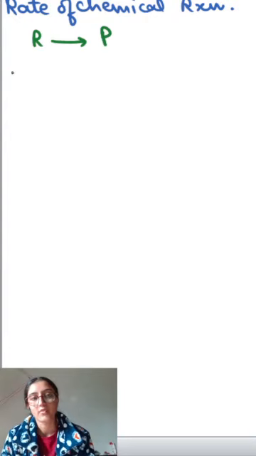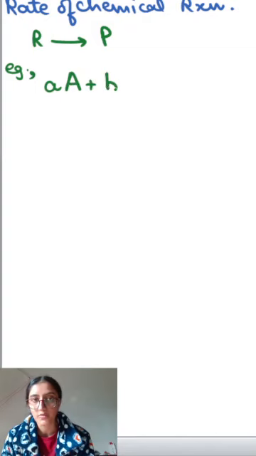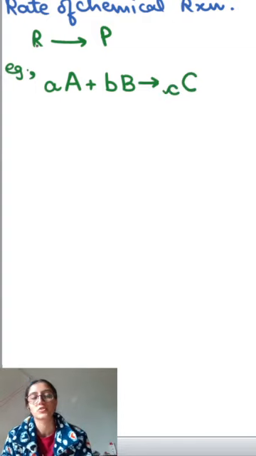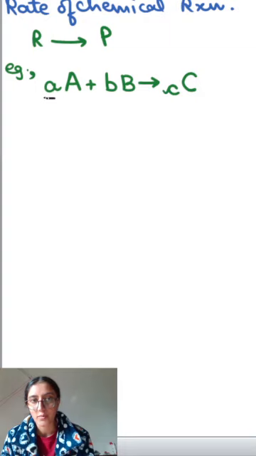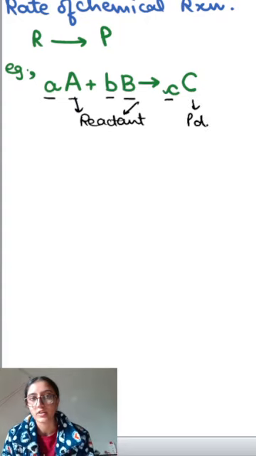Let us say we have a reaction in which a, which is the stoichiometric coefficient of capital A reactant, and small b, which is the stoichiometric coefficient of capital B reactant, are going to produce C as a product with small c as its stoichiometric coefficient, which we also call the number of moles, right? So a is the number of moles of capital A, b the number of moles of capital B, c the number of moles of capital C. A and B are working as reactants and C is working as the product here.